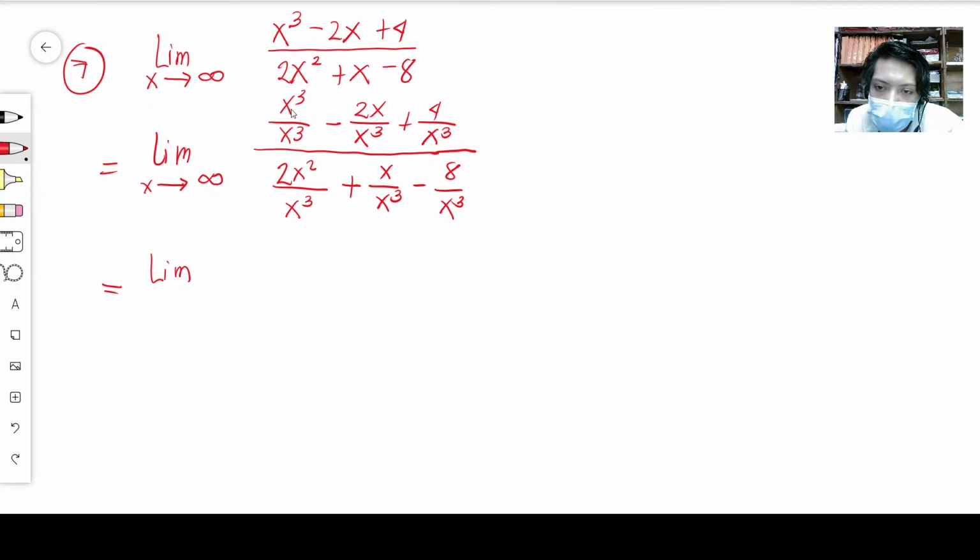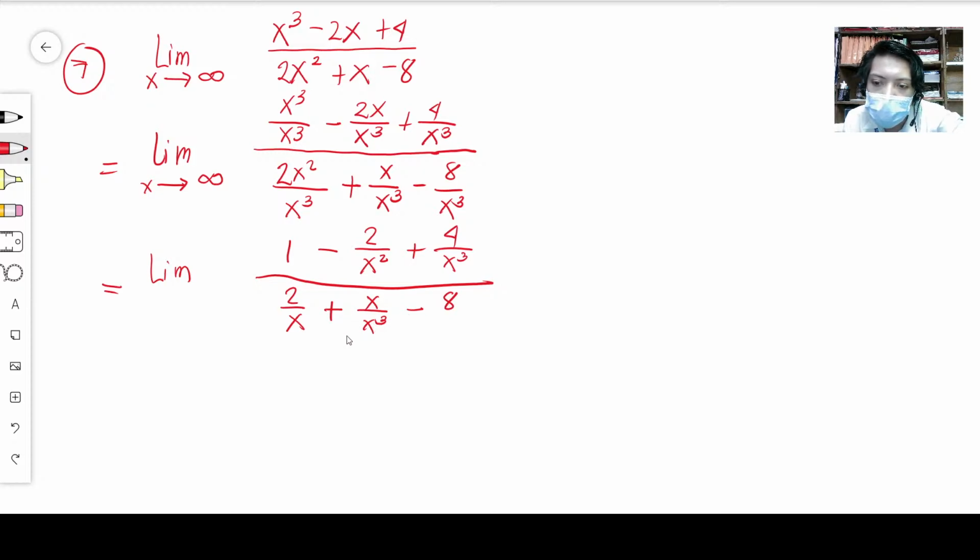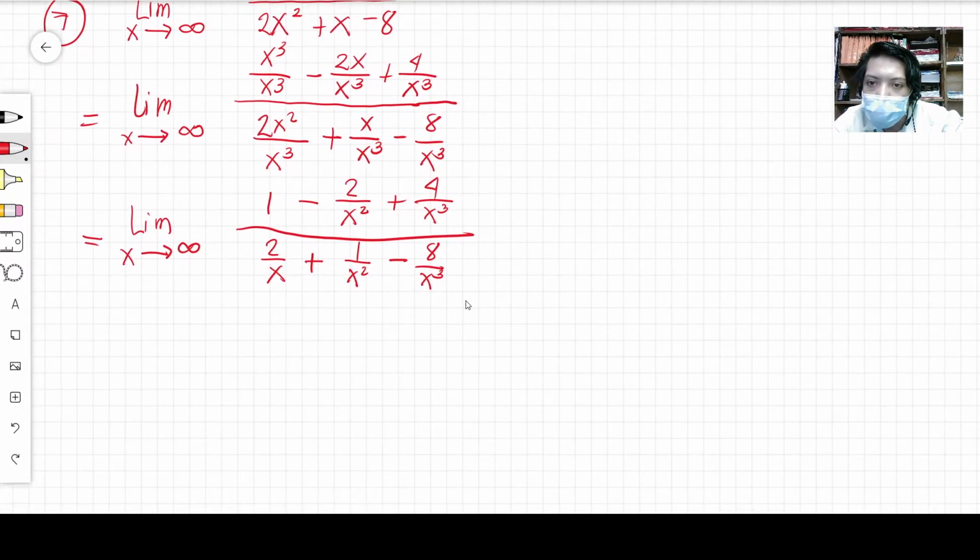So this is equal to the limit of 1 minus 2 over x squared plus 4 over x cubed, all over 2 over x plus 1 over x squared minus 8 over x cubed, as x approaches infinity. Now we substitute infinity for x.